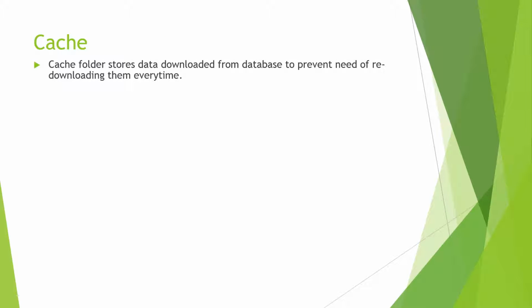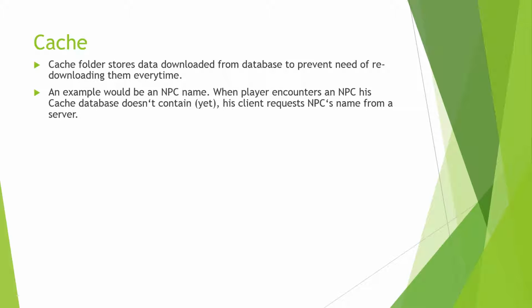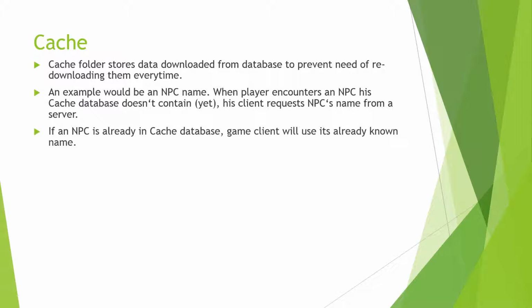Cache folder. The cache folder stores data downloaded from the database to prevent the need of re-downloading them every time. An example would be an NPC name. When a player encounters an NPC his cache database doesn't contain yet, his client will request the NPC's name from the server. If an NPC is already in the cache database, the game client will use its already known name and it won't download that name again from the server.